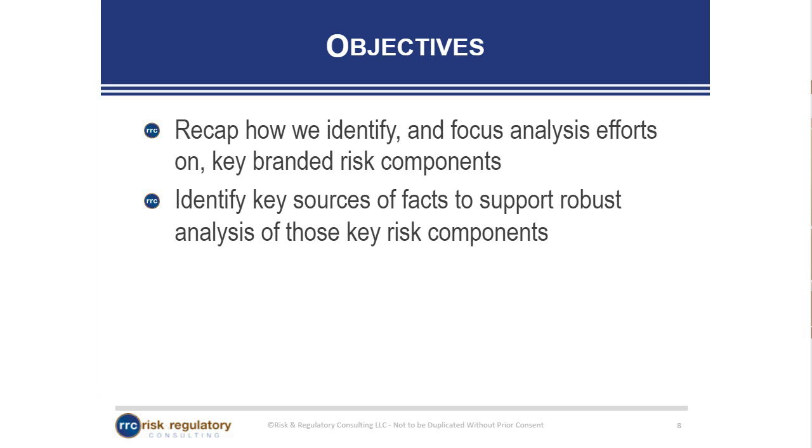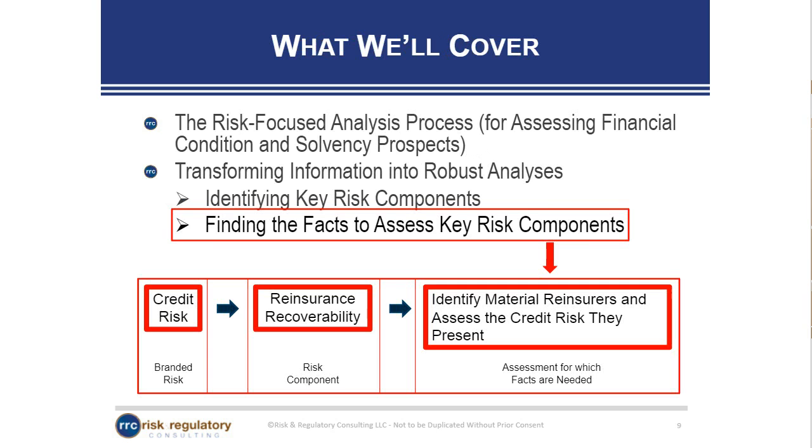Now let's begin by taking a look at our objectives. Our objectives today include providing a recap on how we identify risk and focus our analysis efforts on key branded risk components. Additionally, we want to help identify key sources of facts which support the analysis of those key risk components. Some of the topics we will cover in today's presentation will include an overview of the risk analysis process, along with an understanding of how to transform information into robust analysis.